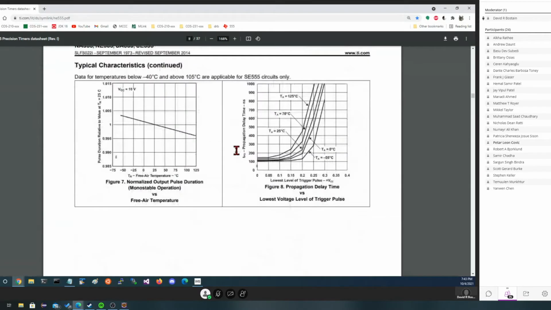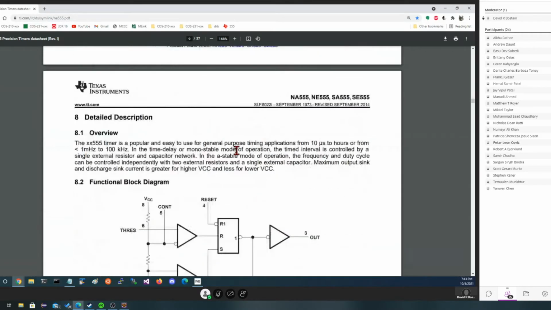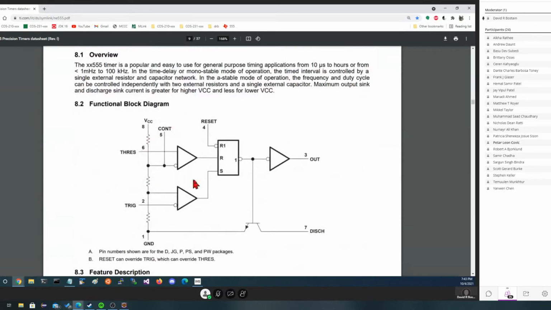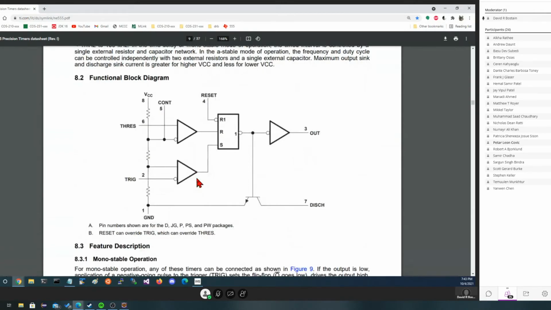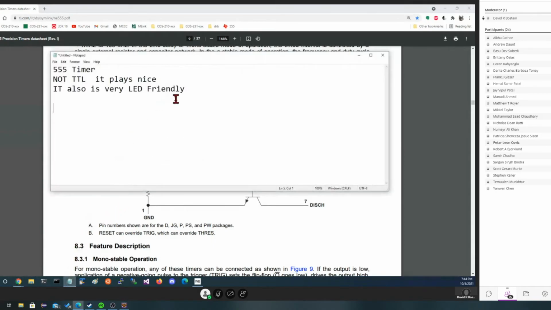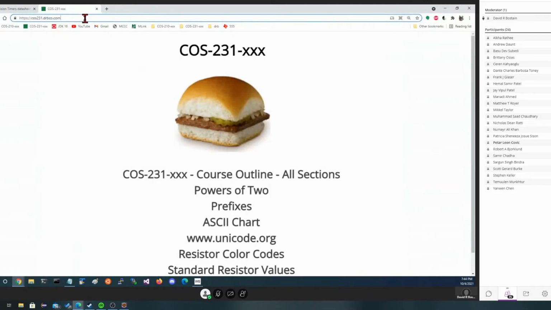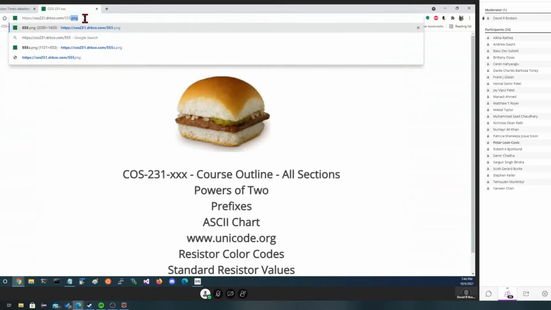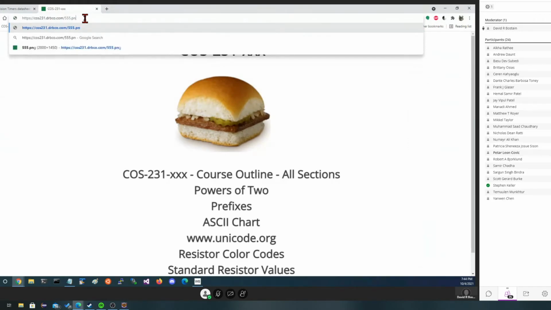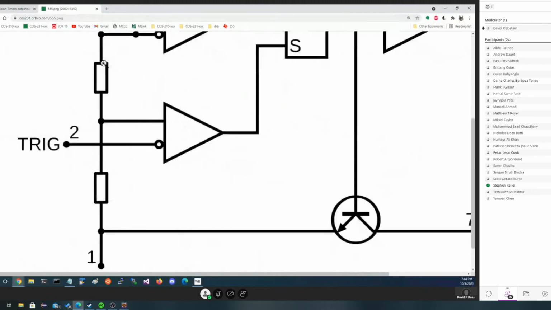Okay, a lot of charts explaining the data you just saw. Then some description where this functional block diagram is going to come into play for us. Now, this is printed up elsewhere. If you go to the website and you download, I think I called it 555.png. Let's see. Yeah, you'll get that page.